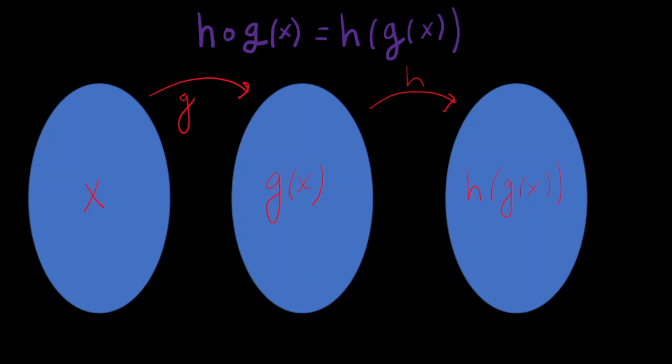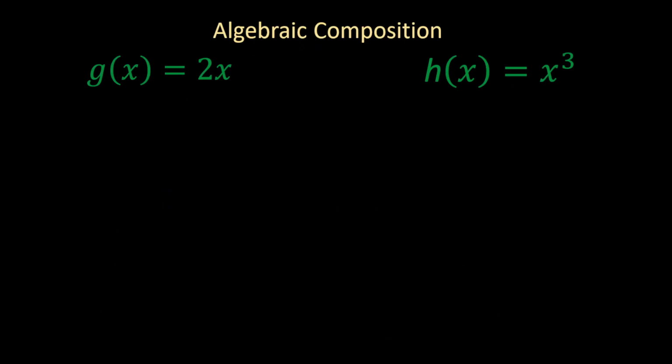So in a way, this notation with the circle, h dot g of x, is a way of skipping over these two steps and going straight from the x into these double iterations of putting a function inside of another function. So we can do this algebraically if we take a look at something like this, with g of x is 2x and h of x is x cubed. So say that we wanted to do h of g of x.